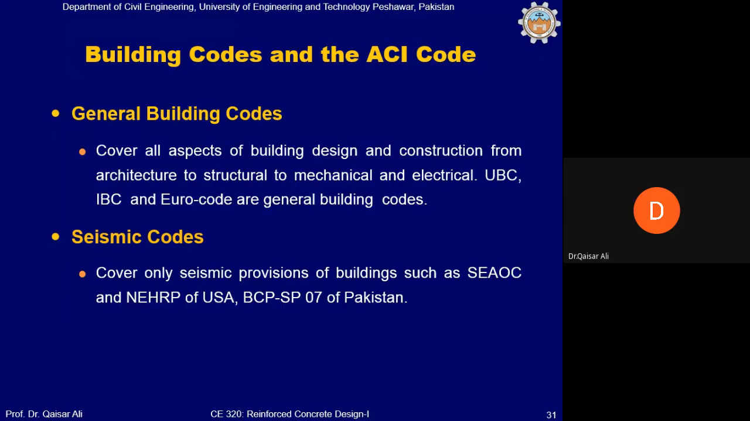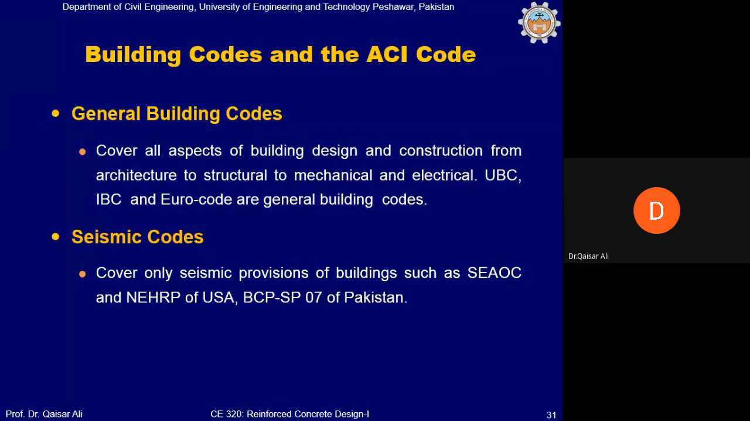For example, seismic codes are only used for the design of buildings against earthquake forces. So if a code gives you recommendations or provisions for the design of buildings against earthquake forces, it will be called a seismic code. And we have seismic codes like UBC, Blue Book, NEHRP, and BCP SP 2007. UBC, Blue Book, and NEHRP are American codes, and BCP SP 2007 is a Pakistani code.